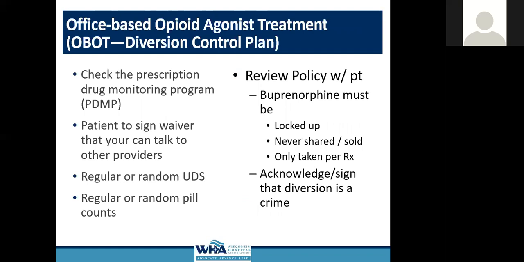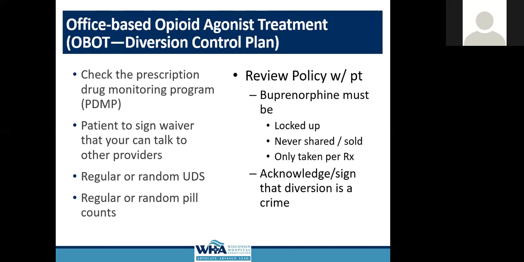And then, of course, you do need a diversion control plan. The point of a diversion control plan is just to make sure that we're not perpetuating the epidemic. So we want to make sure that these meds are not getting out into the community. They can theoretically be abused. Buprenorphine does not have the abuse potential of oxycodone or MS-Contin, but it can be abused. So we're going to check the PDMP. We're going to make sure that our patient is filling their prescription on time and that they're not getting their prescriptions from other pharmacies or other providers.